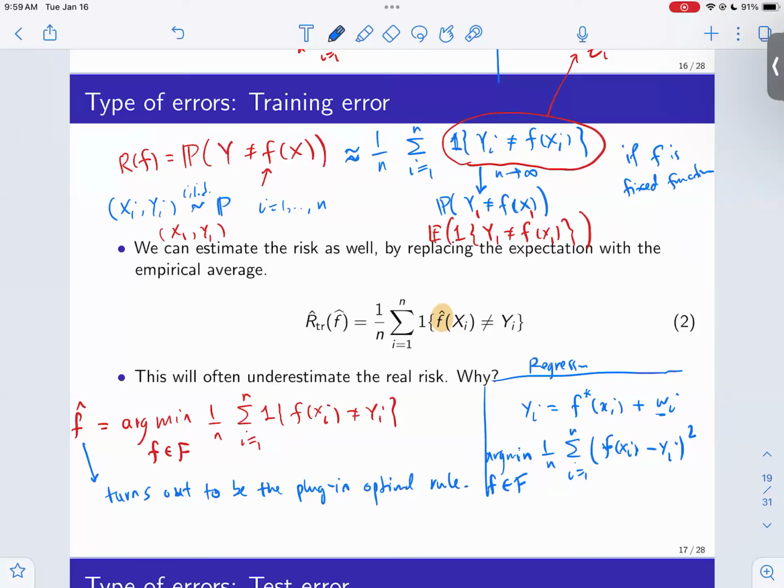The reason it wouldn't work for this one is that this f hat is not fixed. If I fix the function as my sample grew, this would be a good estimate. This would be a consistent estimate in the language of statistics, in the sense of convergence. But if f hat is obtained by minimizing this, f hat itself depends on the training data.